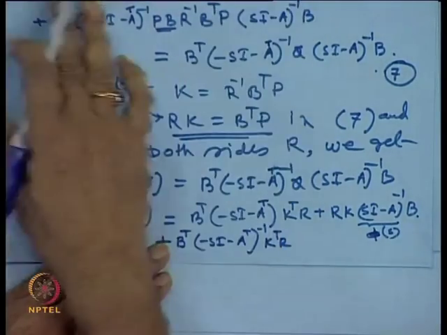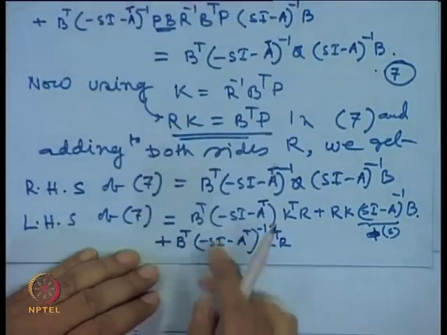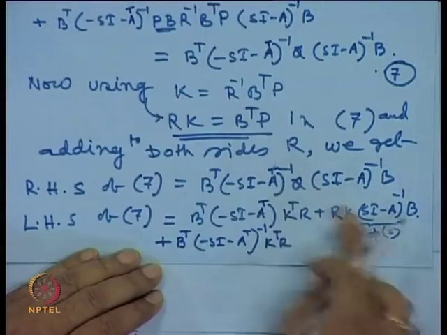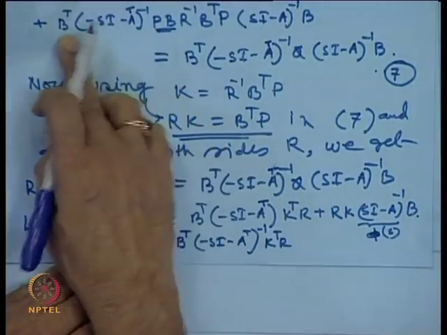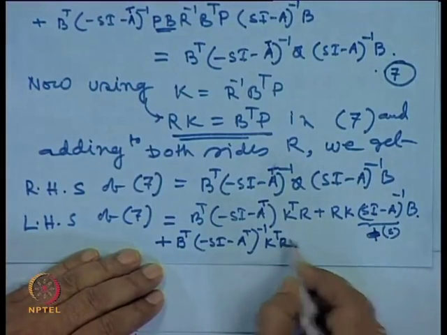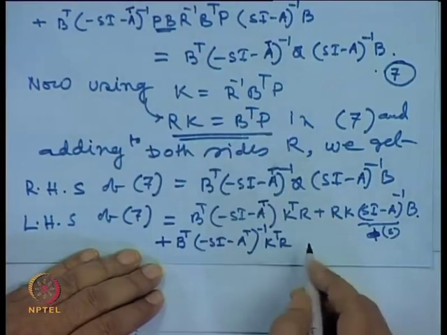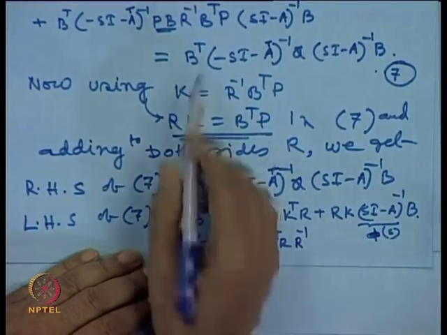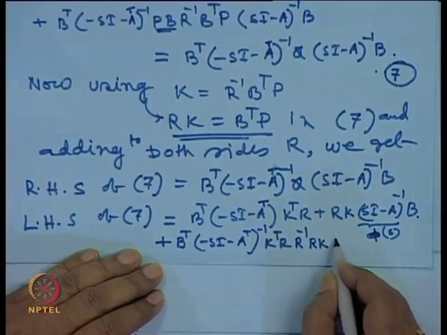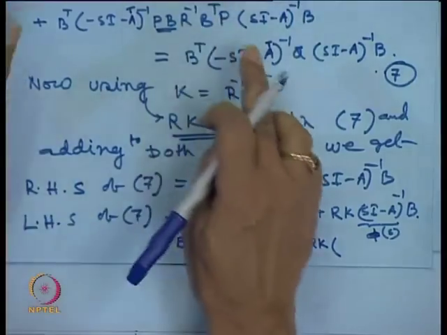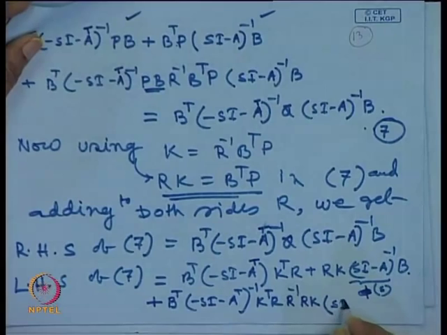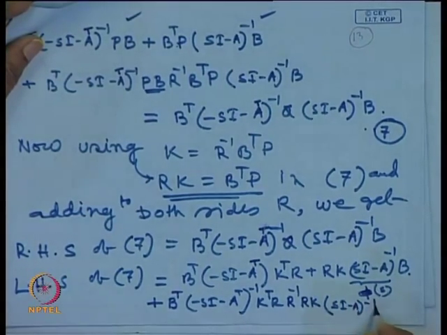This is the left hand side. We have this term plus this term, and this term is replaced by this one, replacing P B, and this term is replaced by this one, and this also is B transpose. This as it is, P B is now replaced by K transpose R, then we have R inverse, then B transpose P is R K into this term, into this term. Okay? So this is (S I minus A) whole inverse.